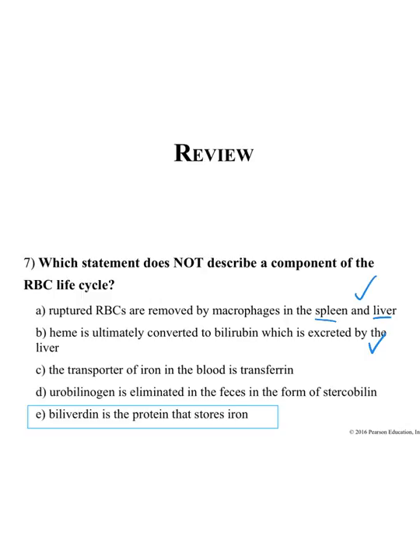The transporter of iron in the blood is transferrin. That's what's going to carry iron from the liver back to the bone marrow so you can resynthesize the hemoglobin molecules. I actually did not get this detailed, so don't worry about that one, but that one is true. Biliverdin is the protein that stores iron. That is incorrect. That is one of the waste breakdowns of heme. Remember, when we break down heme, it goes from biliverdin to bilirubin, and then we also have the iron component, which we have to recycle.